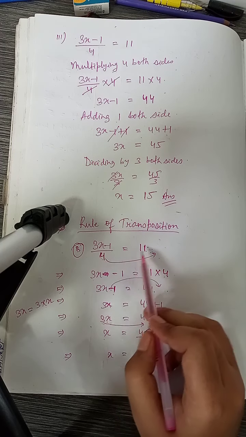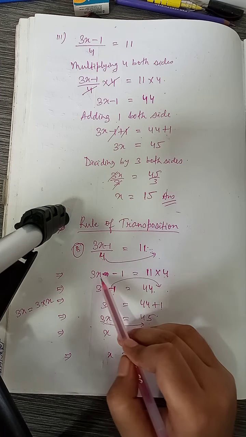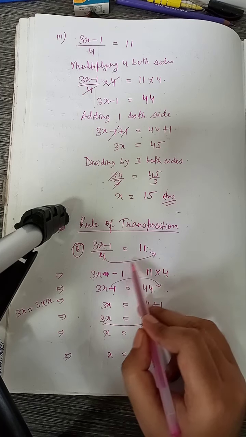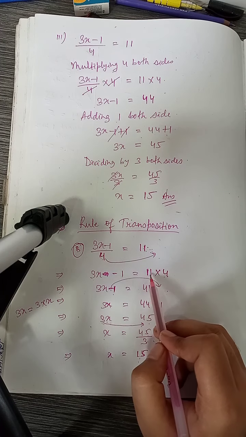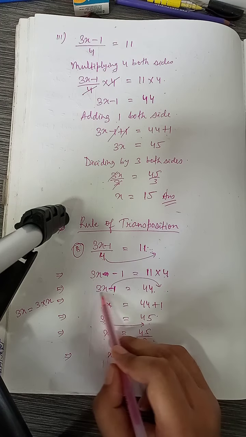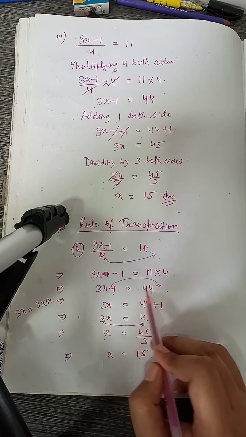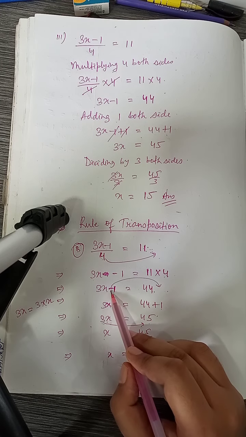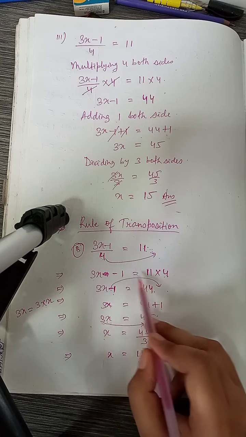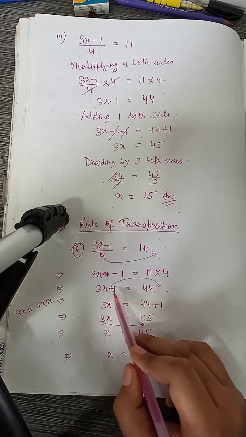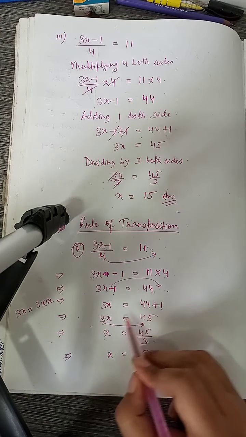So this 4 has gone to the other side, so only remaining is 3x minus 1 equal to 11 into 4. This 11 gets multiplied with the 4. So 3x minus 1 equal to 11 into 4, that is 44. Now we have to transfer this minus 1 to the other side. So when minus 1 goes to the other side, it becomes plus 1.